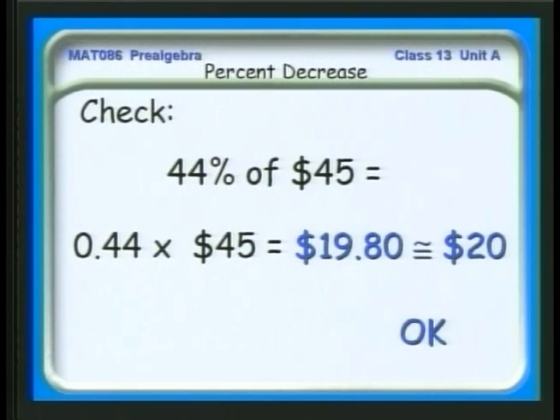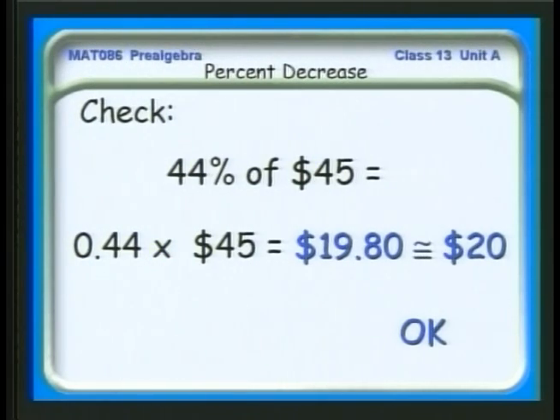Let's check this problem. What is 44% of $45? It should be $20, the amount of decrease. When I do the math, take 0.44 times the 45, I notice something interesting. I don't get exactly 20, I get 19.80.